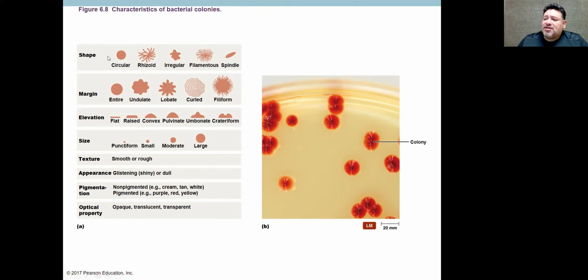So things to discern is shape, how the overall colony grows. And I would like for you to assimilate this jargon because it's the way that microbiologists and pathologists talk about these organisms. So you can see circular, rhizoid, looks like the bacterium is growing in a root shape. Irregular, filamentous, that look like mycelia. Spindle, there's some lactobacillus that grow in a spindle shape. So this is the overall shape of the colony.